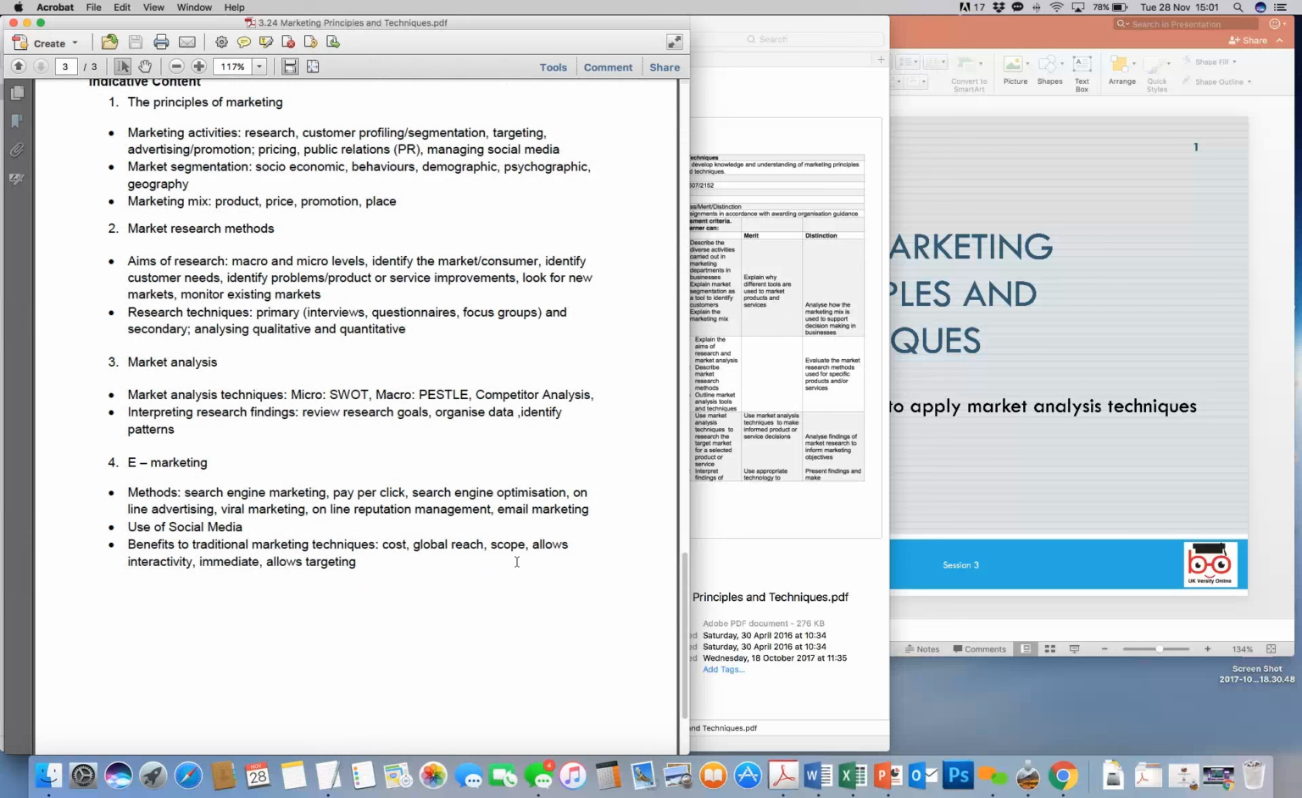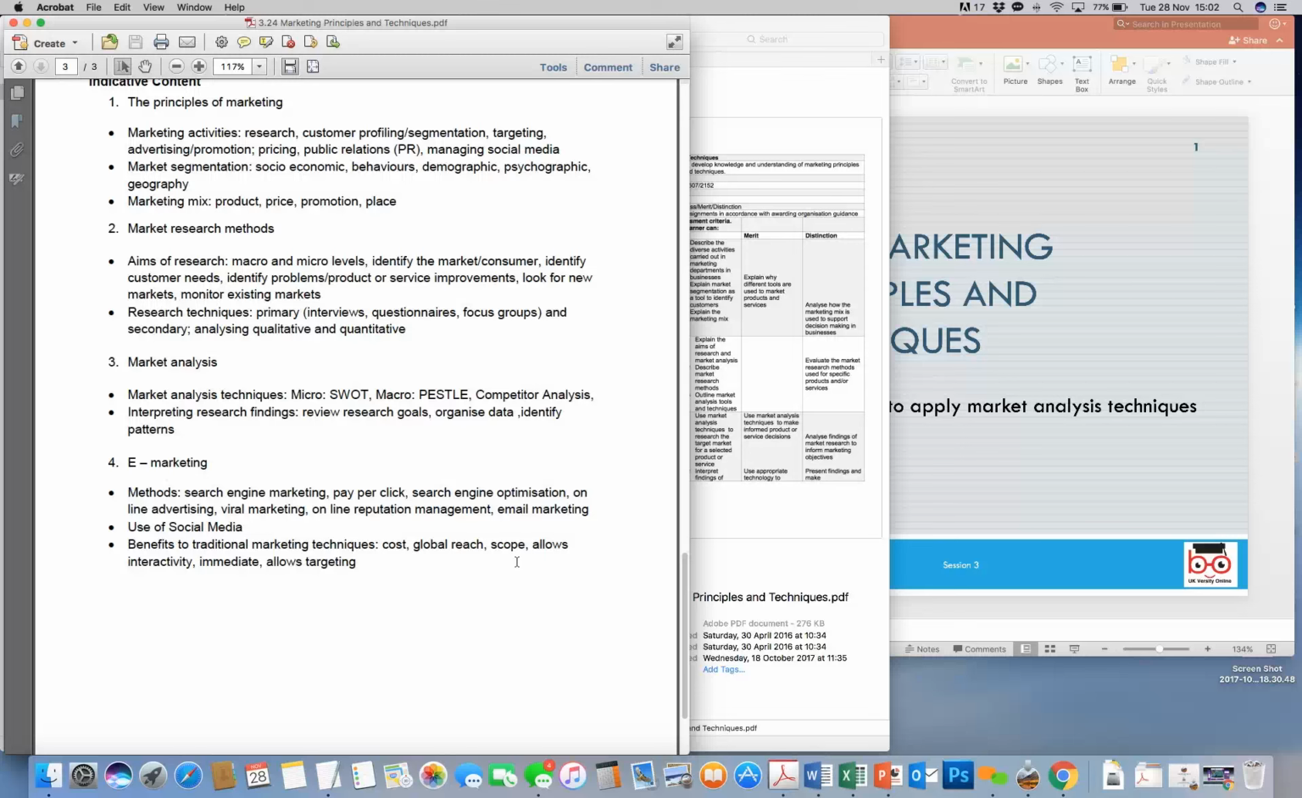So I've put together a presentation which looks at some market analysis techniques: SWOT analysis in particular, PESTEL analysis, and to a certain extent competitor analysis. Now, there are lots of different models that we can use for comparing activities, or doing analysis of one company or business against another organization.